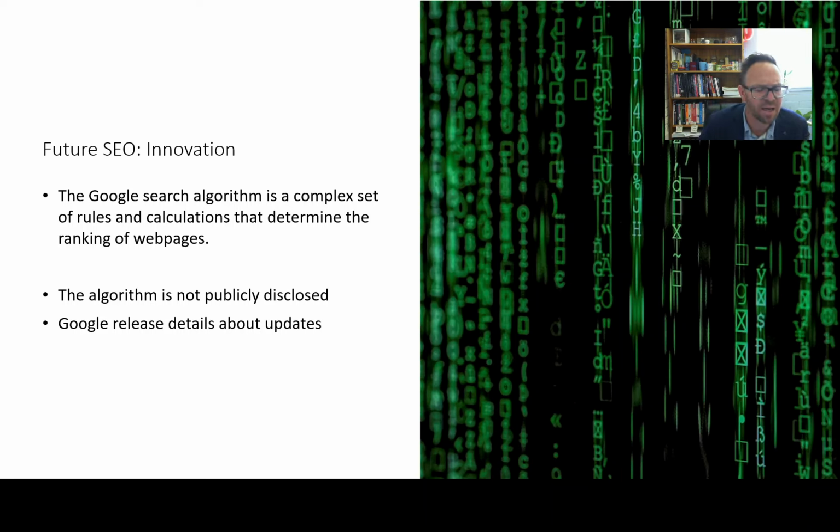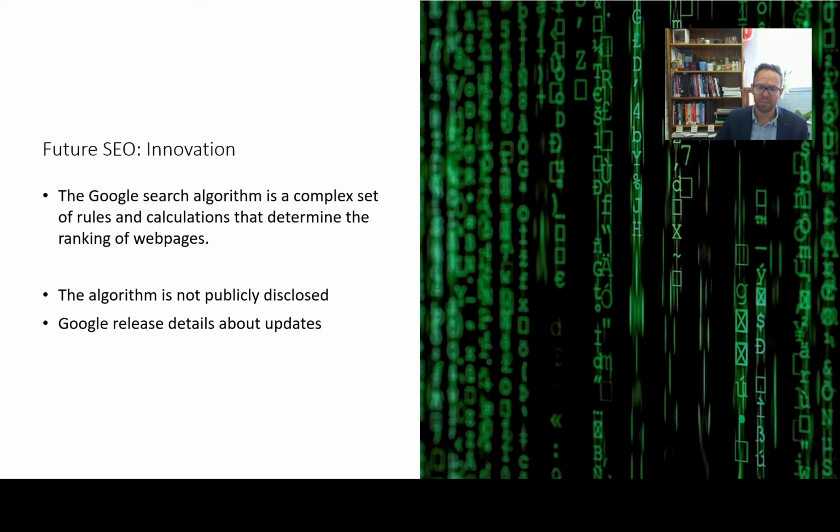Let's have a look at innovation. So the Google search algorithm is a complex set of rules and calculations that determine the ranking of web pages. I tried to put a picture of an algorithm on this slide to show you how they work, because I think if you see a picture, it helps. But basically, it didn't work. I couldn't find a picture that was suitable. Basically, it's like, if this happens, then you do that. Then if that happens, then you do that. So it's basically a map of what happens in different situations.